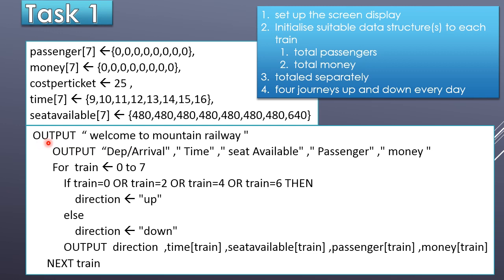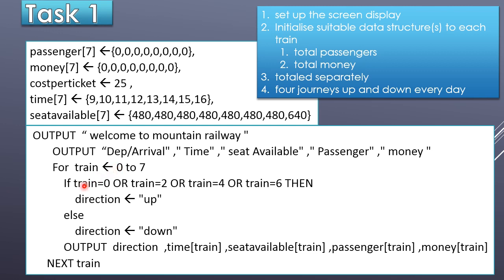Here we're going to show a welcome message, welcome to mountain railway. After that, in the next line we show departure or arrival, time, seats available, passengers and money. These are things we want to display only one time, so we keep them before the for loop structure. The index of the array starts from 0, so we start here from 0 to 7. Including 0 it's going to be 8, so we're going to display 8 values.